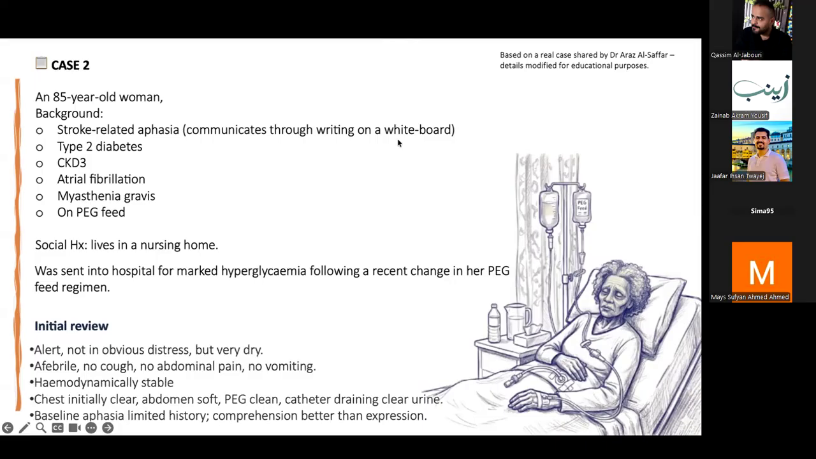On initial assessment, the patient was alert, not in obvious distress, but very dry. She was afebrile, no history of cough or abdominal pain or vomiting. She was hemodynamically stable. Her chest was initially clear, abdomen soft. PEG tube site was clean, no evidence of infection. And she had a catheter draining clear urine. Her baseline aphasia limited ability to take any history, and her comprehension was better than expression. That means she was able to nod and understand what you say, but of course unable to talk.